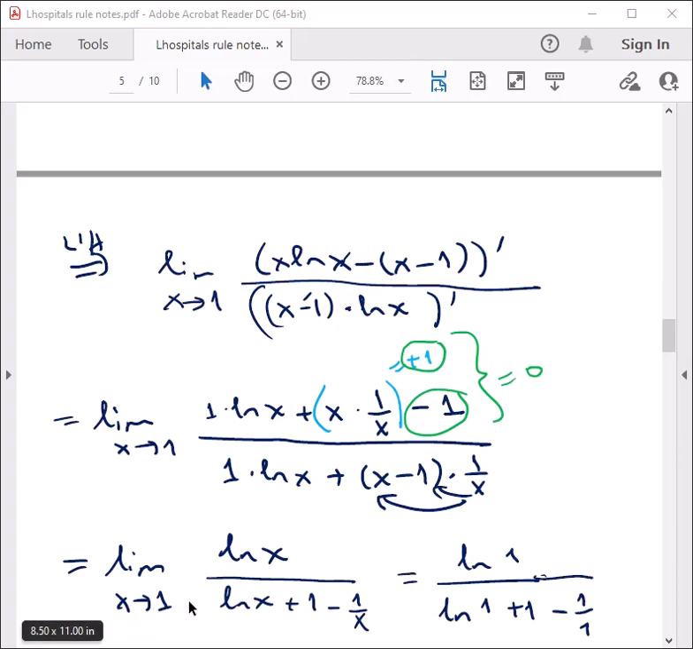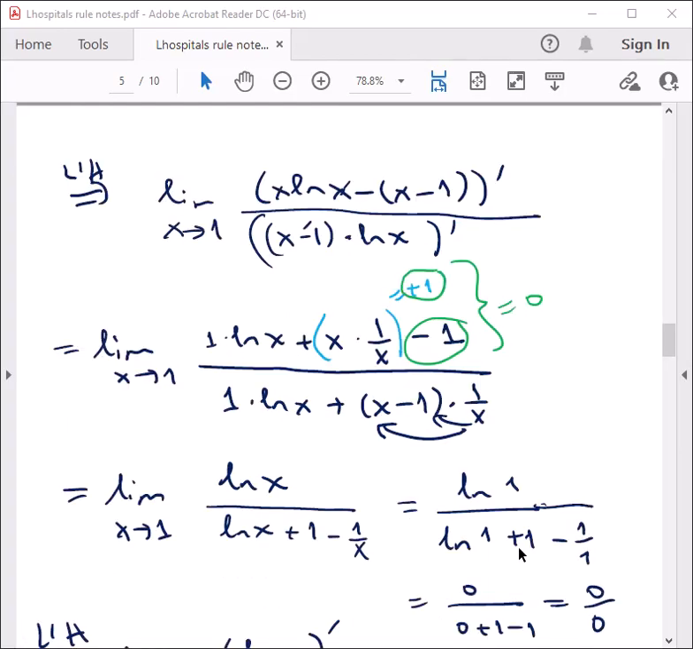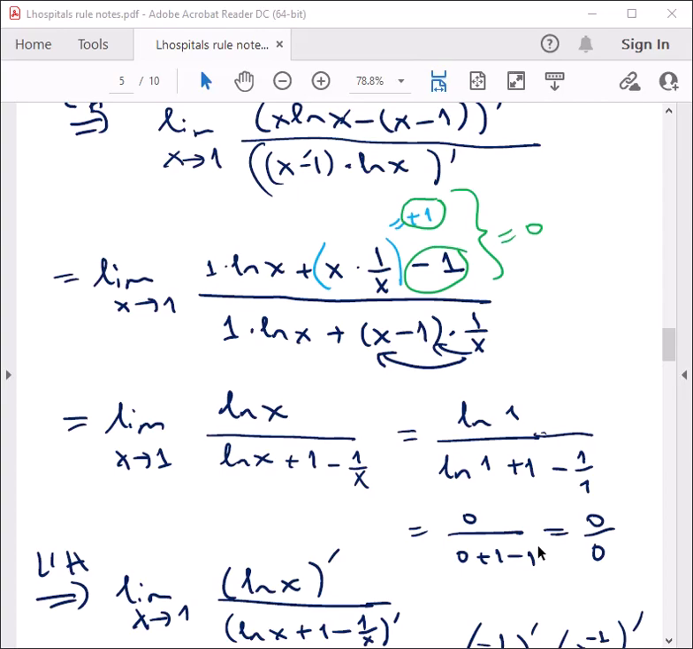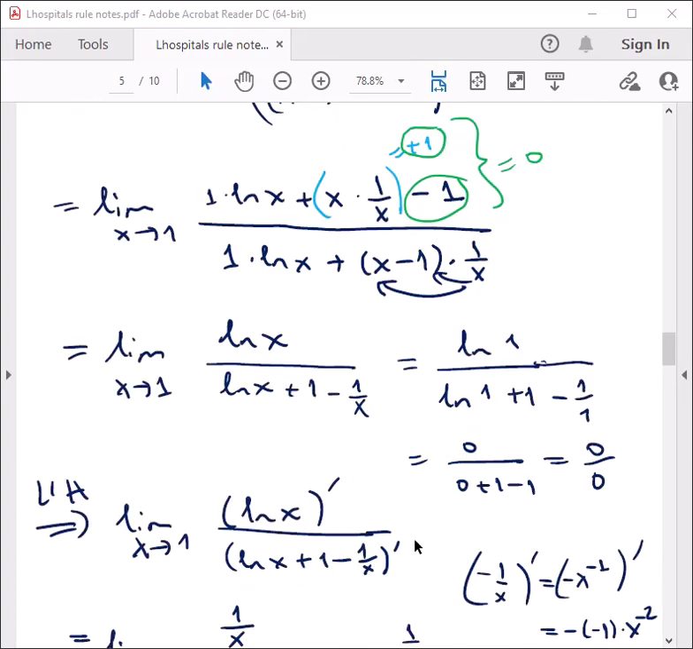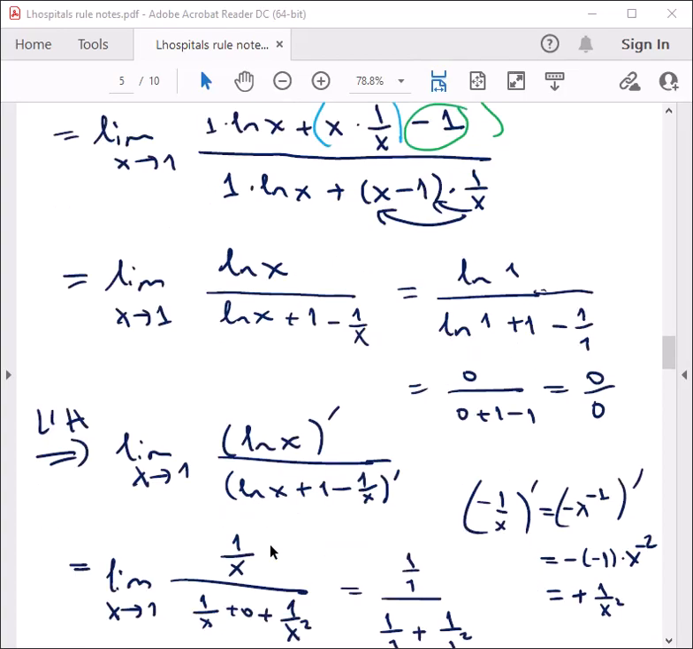So let x go to 1 again. We will have ln of 1 divided by ln of 1 plus 1 minus 1 over 1. ln of 1 is 0, 1 minus 1 will be 0 again, so 0 over 0. Okay, we apply L'Hopital's rule one more time. Take the derivative of the top divided by the derivative of the bottom and take the limit again.